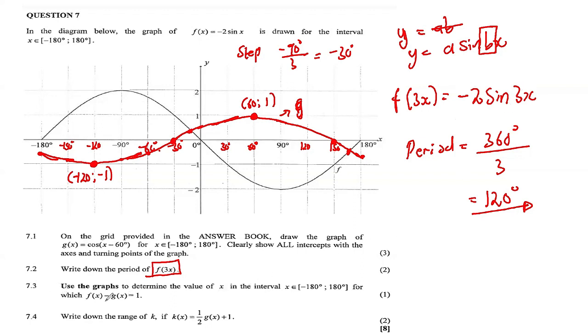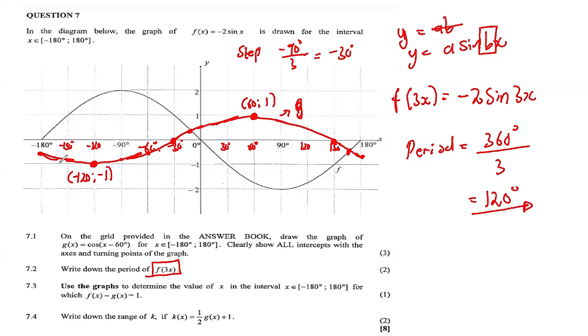Right. Now, 7.3 says use the graph to determine the value of x in the interval x element of negative 180 degrees all the way to 180, for which f of x minus g of x is equals to 1. So what is the meaning of this? This is where when you take the y value of f of x and you subtract a y value for g of x, you will get your solution as 1.